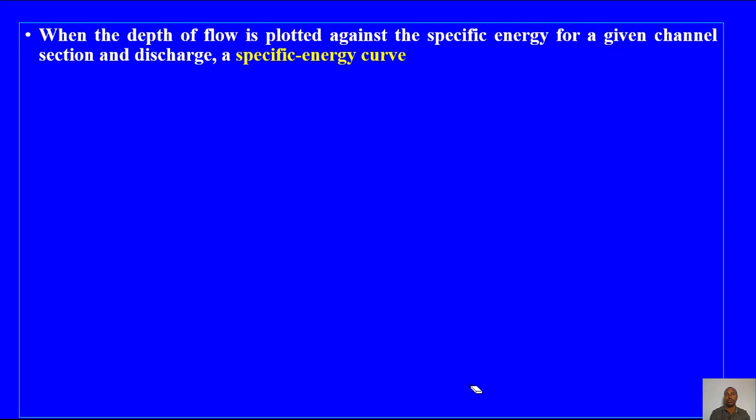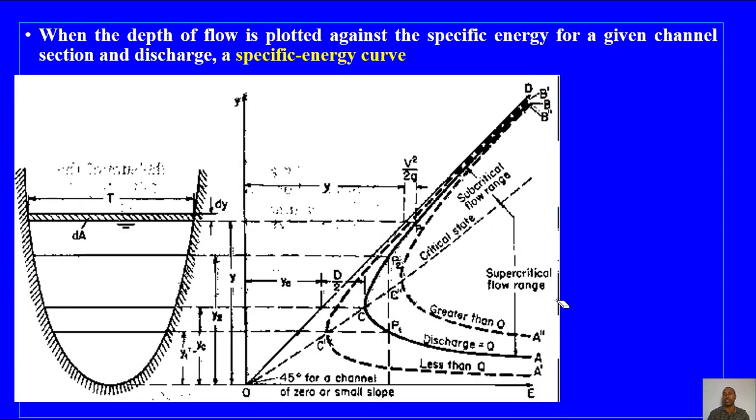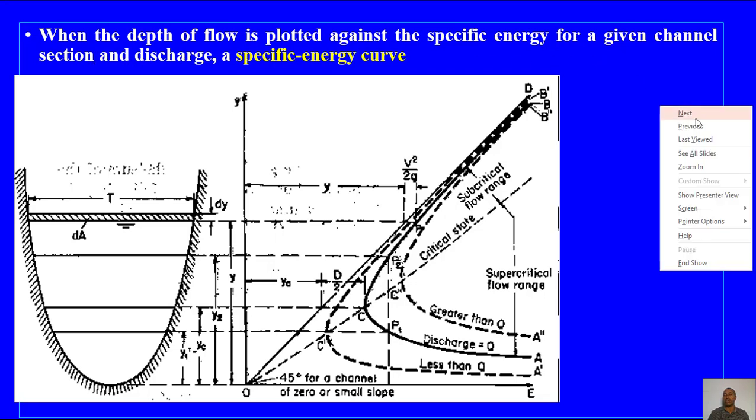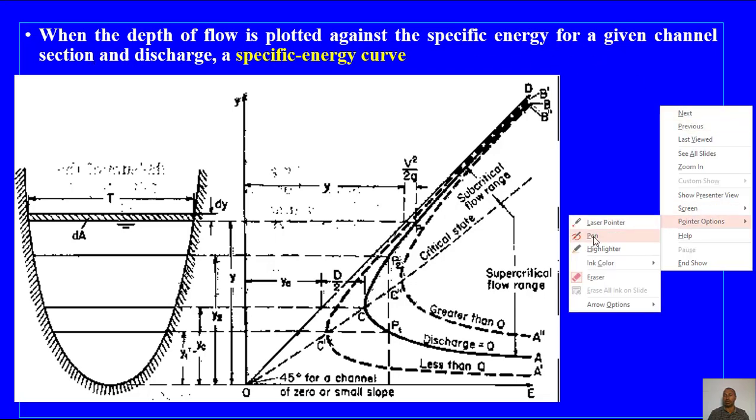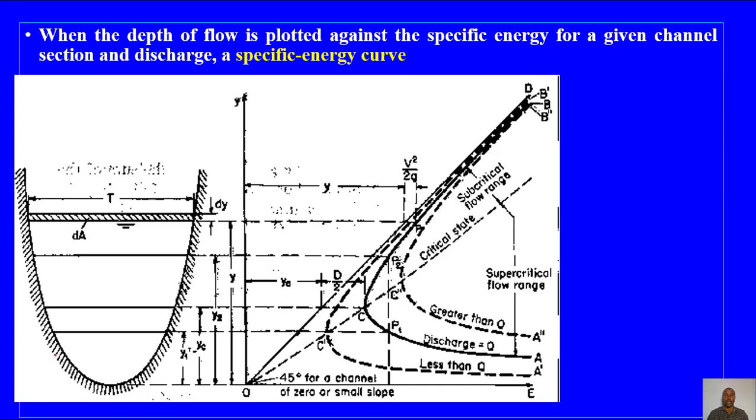Now let us see, when the depth of the flow is plotted against the specific energy for a given channel section and discharge, the specific energy will be drawn. So this is just a channel with irregular shape. You have a strip of area with top dimension at the top surface. Then you have dy. So the top width is just in the equation. Then finally you have this is critical.